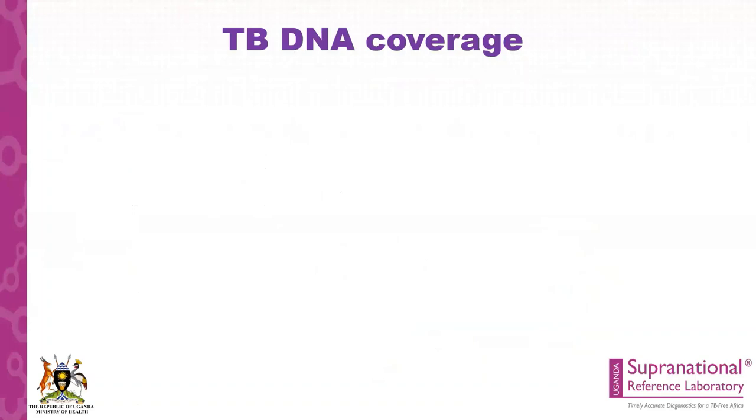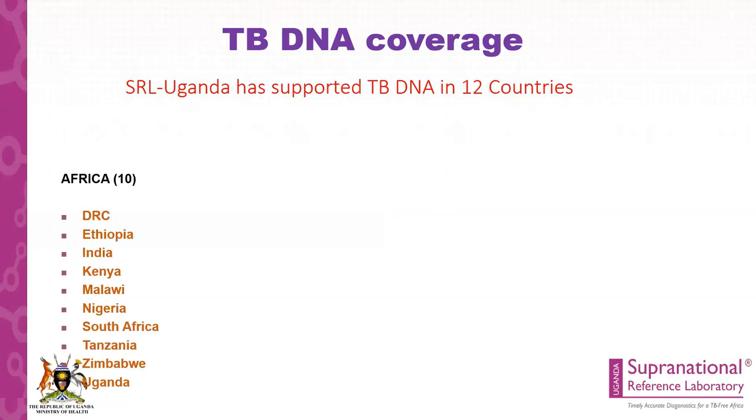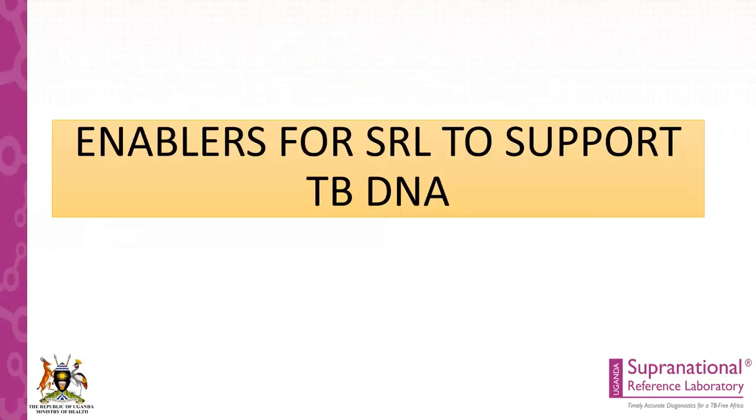With regard to the DNA, currently SRL Uganda has supported a number of DNAs in 12 countries. Of those 12 countries, we have DR Congo, Ethiopia, India, Kenya, Malawi, Nigeria, South Africa, Tanzania, Zimbabwe, and Uganda. And those outside of Africa, we have Cambodia and India. Next. So what were the enablers for us as SRL Uganda to be able to support these countries?